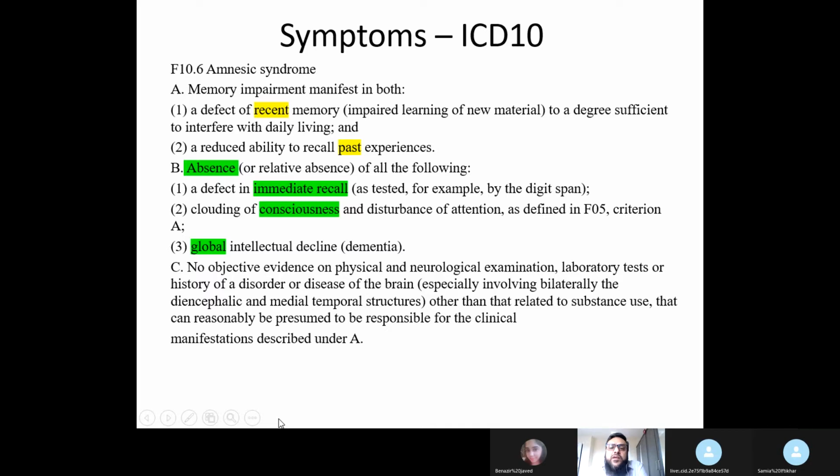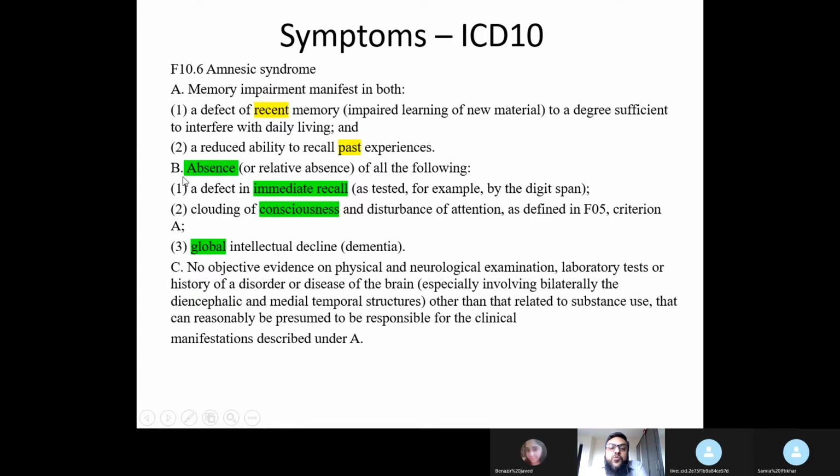So memory impairment manifests in both. Number one, a defect of recent memory to a degree sufficient to interfere with daily living. We call it a disorder only when there is a defect, an interference in daily living. Otherwise, we don't call it a disorder. So the defect of recent memory, anterograde memory, is the most important thing.